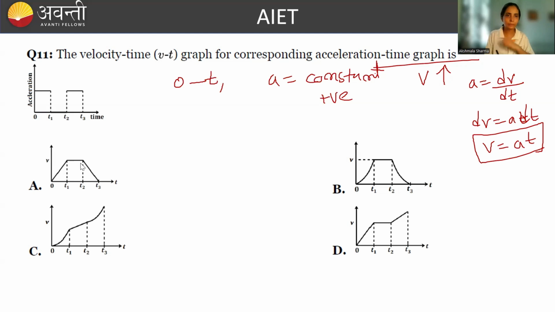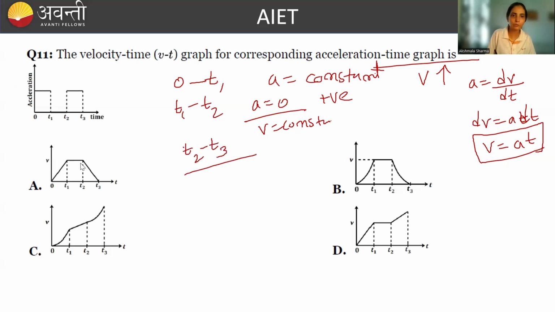Now, if you look at the time interval t1 to t2, acceleration is 0. Acceleration 0 means dv by dt is 0. It means velocity is constant. So between t1 and t2, velocity is constant. Between 0 to t1, velocity is increasing, positive. And between t2 and t3, acceleration is again constant and positive. So same as 0 to t1, it will have the same nature. Linearly, again, it will increase. Here you can see v equals at, and a is positive, so the slope is positive.